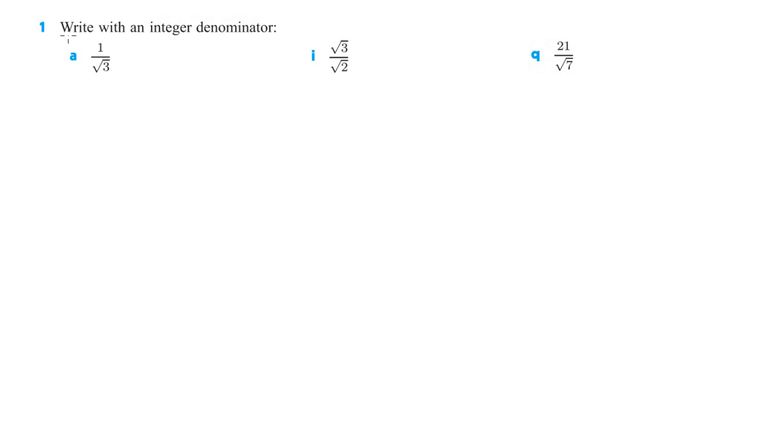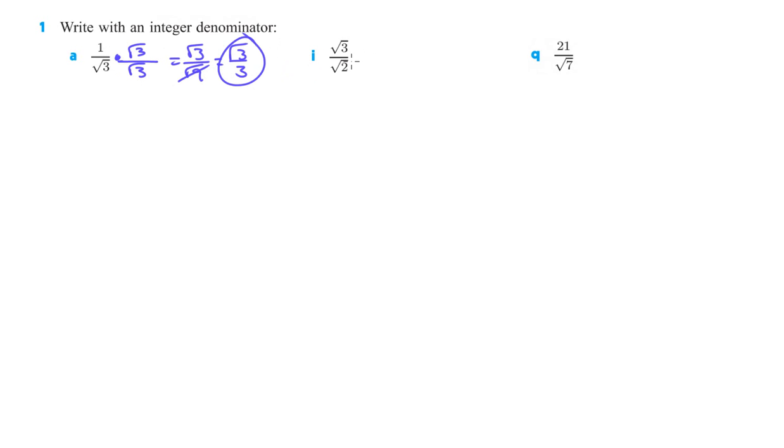Okay, first one we're going to take a look at, write with an integer denominator. So that means our denominator cannot have a root in it. So to get rid of that root, multiply top and bottom by the square root of 3. Okay, so up here, 1 times root 3 is root 3. Root 3 times root 3 is the square root of 9, which we also know is just 3. So it's just root 3 over 3.